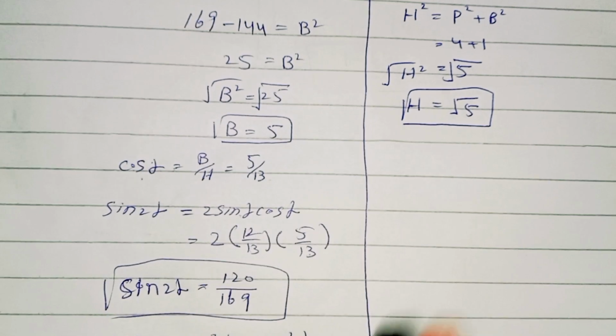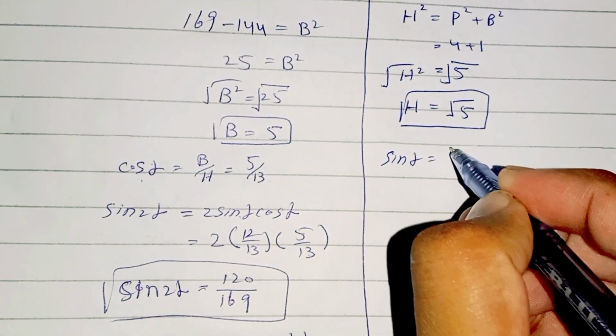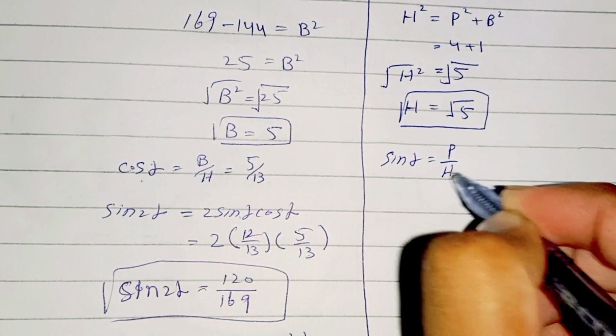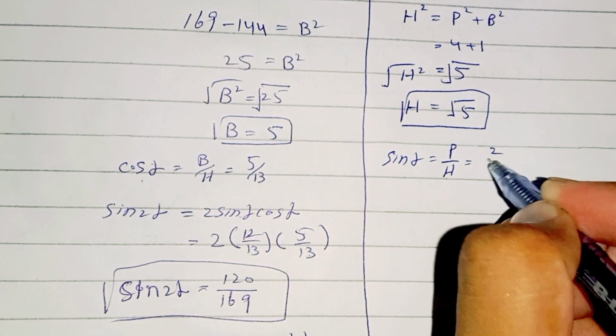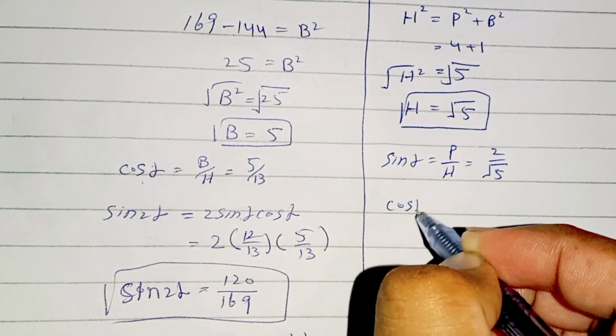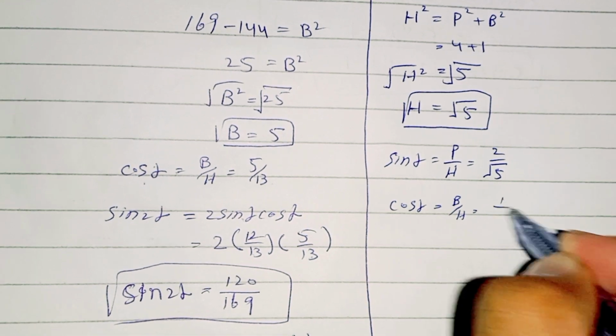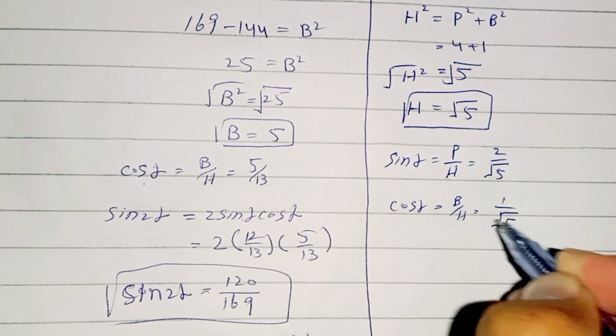Now we use the formula sine alpha is equal to perpendicular over hypotenuse. It will become 2 over square root 5, and cos alpha is base over hypotenuse. It will become 1 over square root 5.